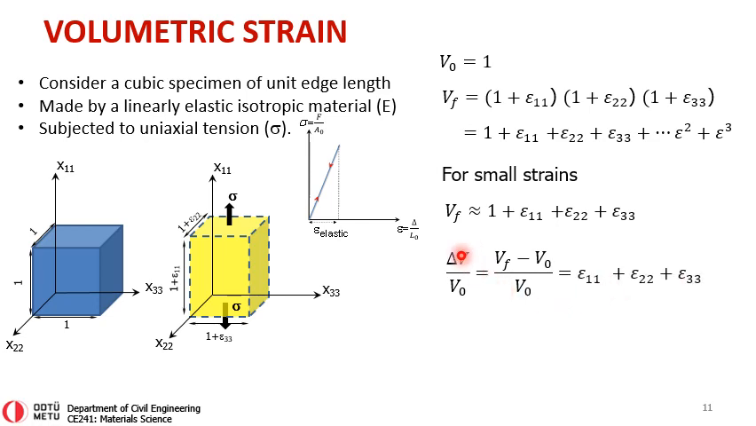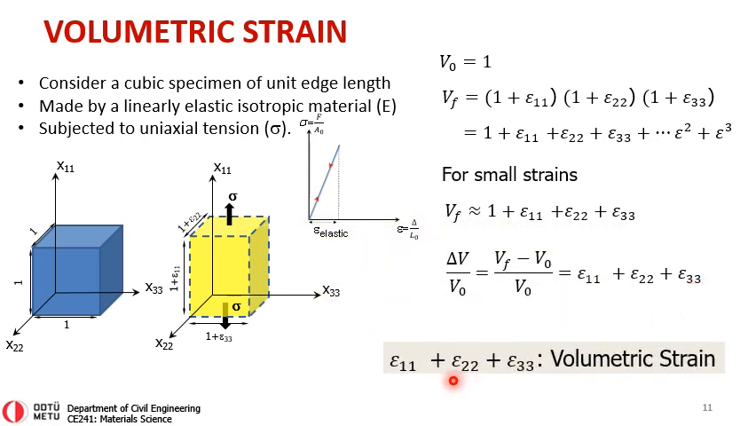Now, what is delta V over V0, which we said is volumetric strain? It is Vf minus V0 divided by V0. Since V0 is 1, and we are subtracting this number from 1, this 1 will cancel out. So the volumetric strain will equal the sum of the 3 normal strains, epsilon 1, epsilon 2, and epsilon 3. So this is termed as volumetric strain.